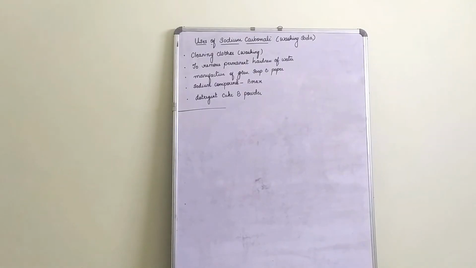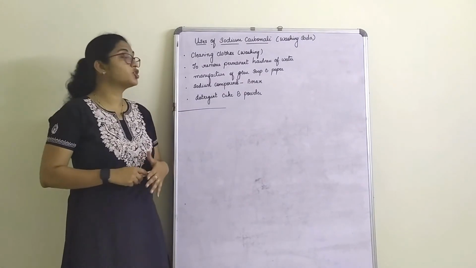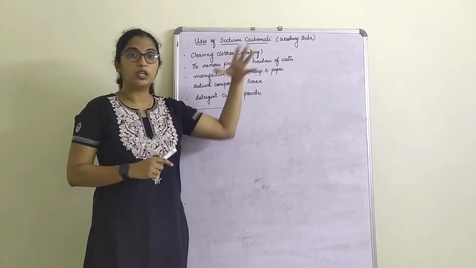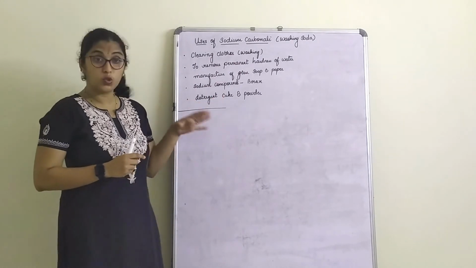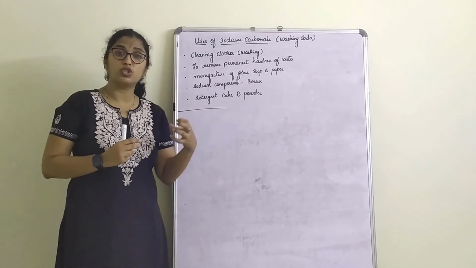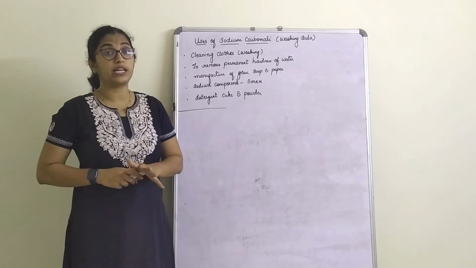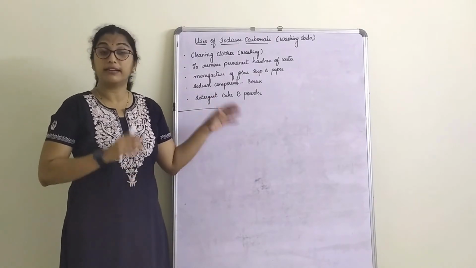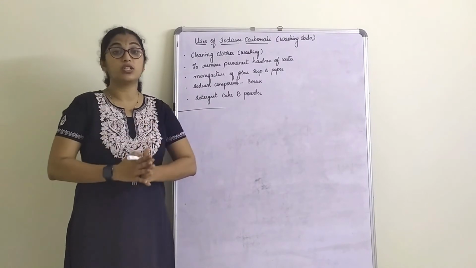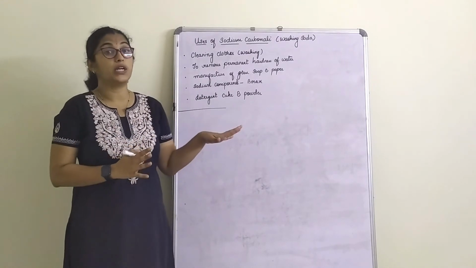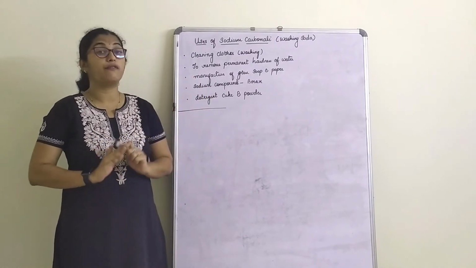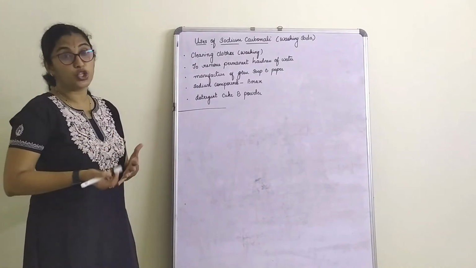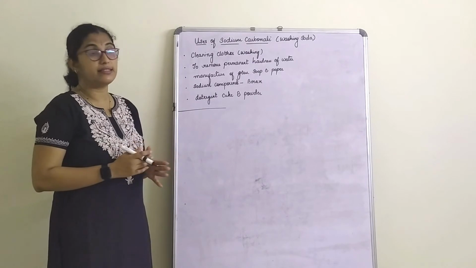Uses of washing soda, that is sodium carbonate. Whenever we say uses of washing soda, sodium carbonate, it is the crystalline sodium carbonate which we are using, which is nothing but sodium carbonate decahydrate, crystalline form. We do not use soda ash, that is, the anhydrous form. It is used in cleaning clothes, that is washing clothes. It acts as a cleansing agent.